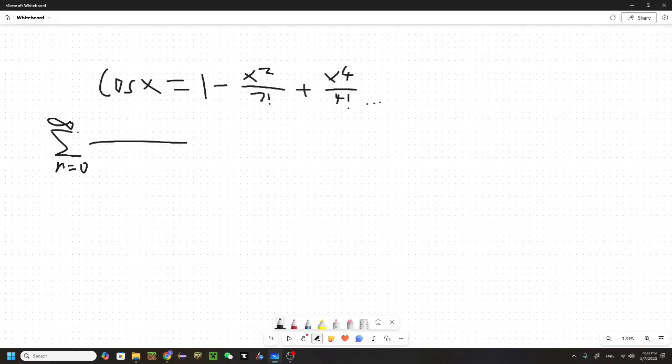So we have this alternating sign. An easy way we can deal with that is by doing negative 1 to the power of n. Then in the numerator we have an increasing exponent, increasing by 2, so we can just do 2 times n here. And in the denominator we have a factorial, also increasing by 2, so we can just do 2n factorial, right? That should give us a summation. And then we can use the ratio test.